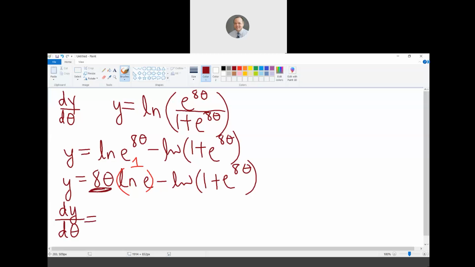The derivative of 8 theta is the same as taking the derivative of 8x. That's just plain 8. And to take the derivative of the second natural log, you automatically put 1 over your given function. And then using the chain rule, take the derivative of your function, or 1 plus e to the 8 theta.